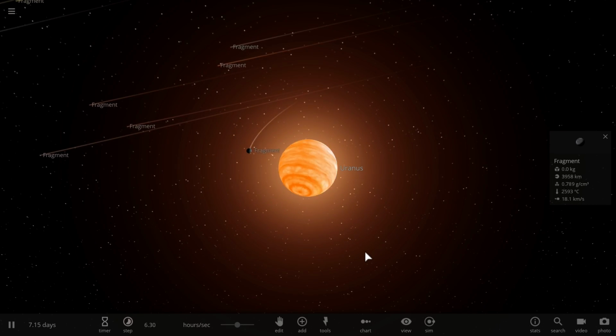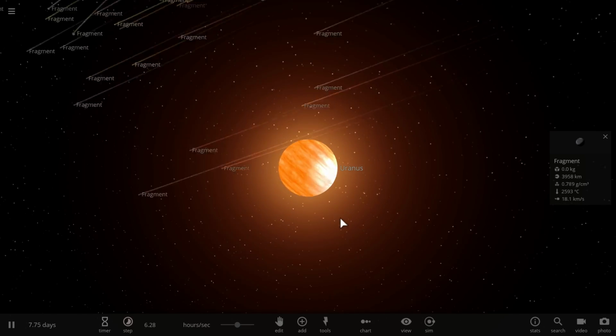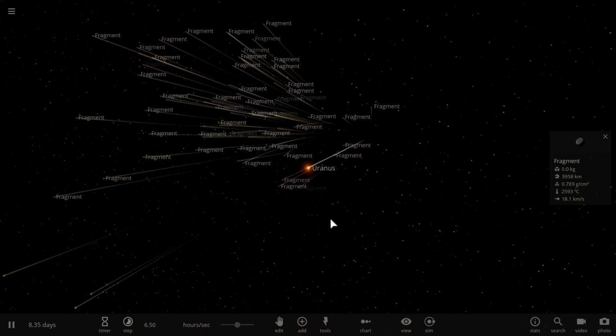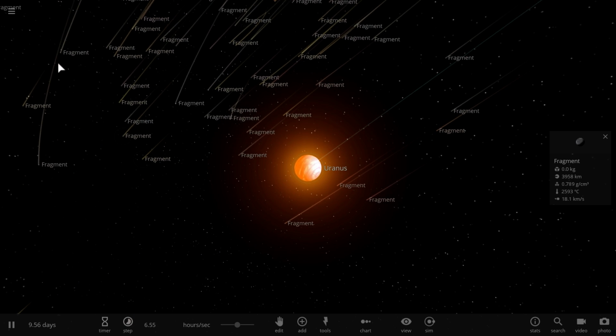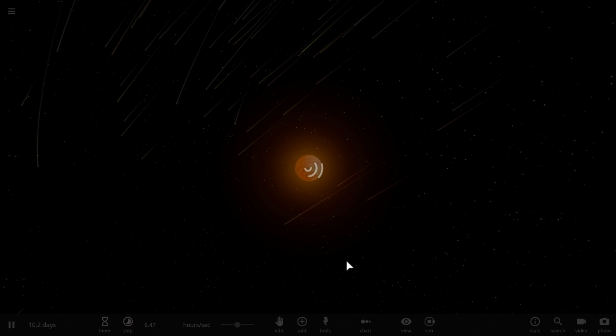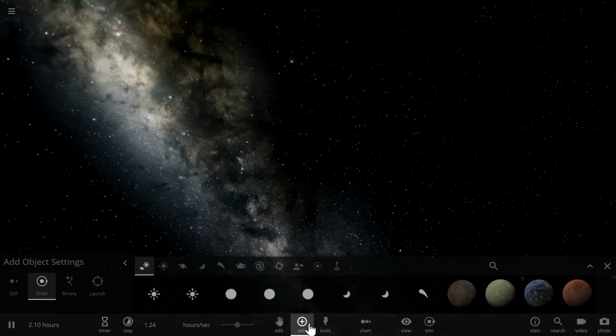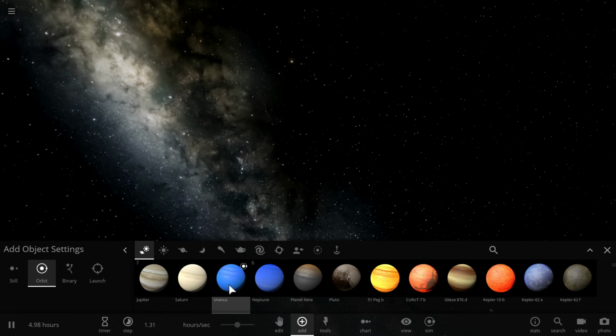But as you can see, if I were to do this several times, at some point I would actually create a situation where these fragments would most likely stay in orbit. Now I want to see if I can actually do it. I really want to try to recreate this paper and just to see if it actually works.